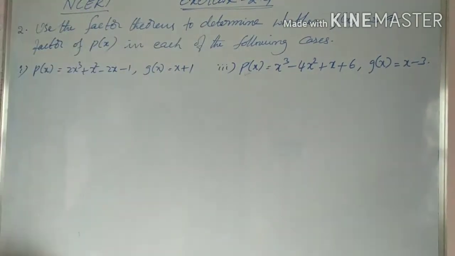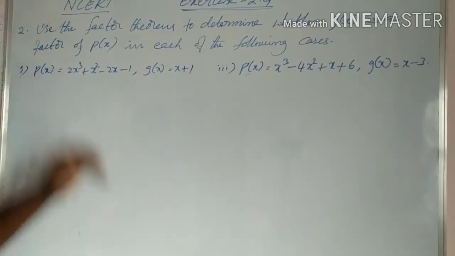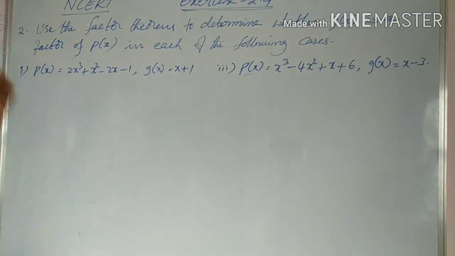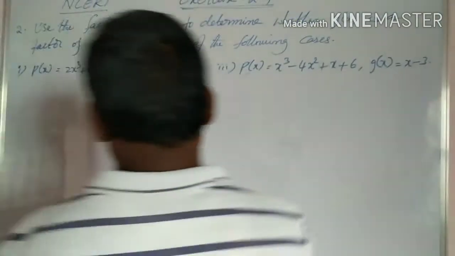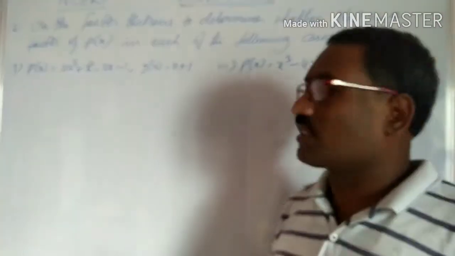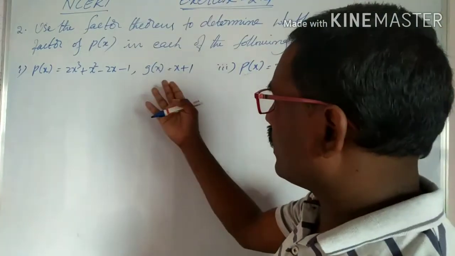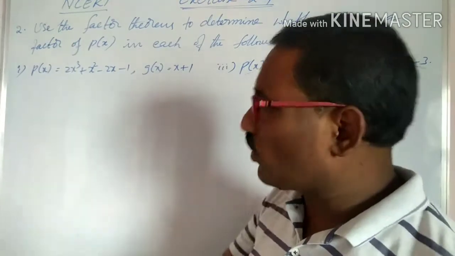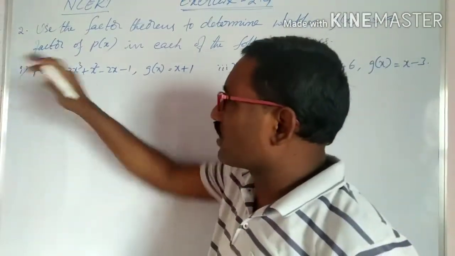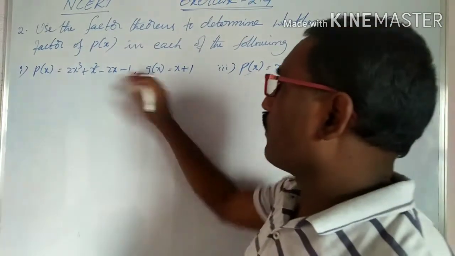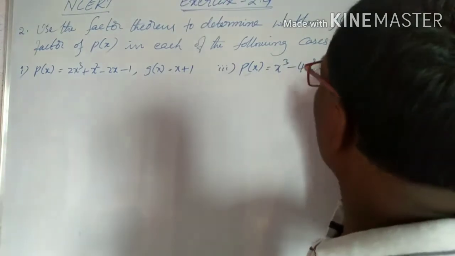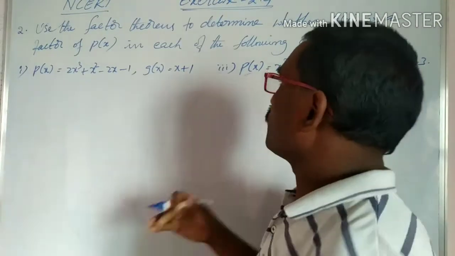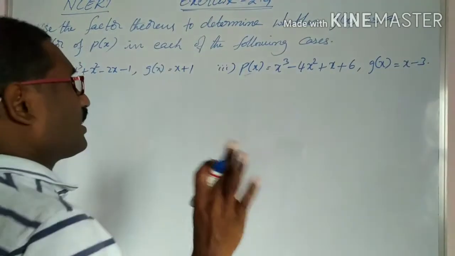Next, second Roman. Here also 3 problems are there. I will explain 2 problems. Use the factor theorem to determine whether g of x is a factor of p of x in each of the following cases. That means the same model only. They are separately given here, p of x and g of x. Use the factor theorem to determine whether g of x is a factor or not. You check that in each of the following cases.